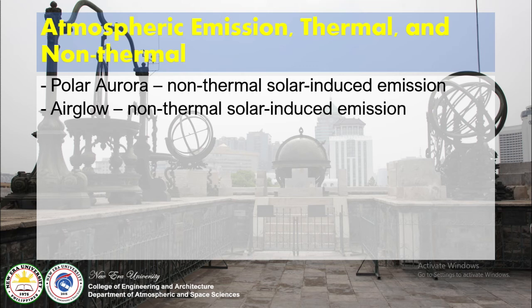Also, the fluorescent emission of atomic oxygen at 557.7 nanometers results in a greenish glow, with a weaker effect from the red line at 630.0 nanometers. So that's why you mostly see a greenish glow from the polar aurora, because it is coming from the fluorescent emission of atomic oxygen. And if you see blue and purple light, that is from the nitrogen.